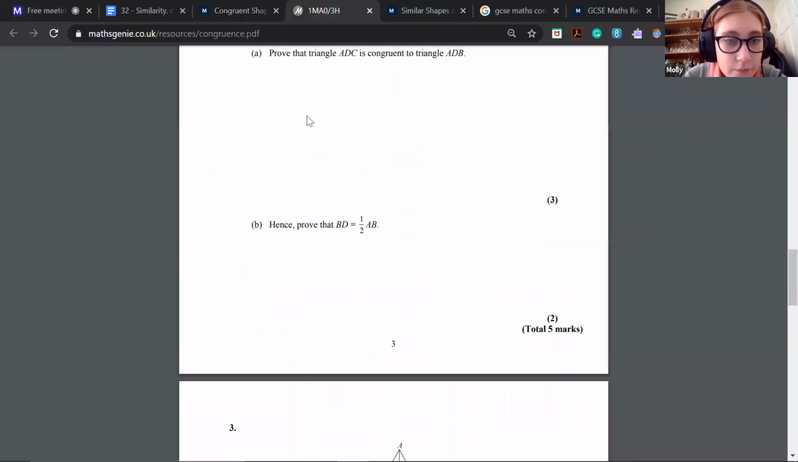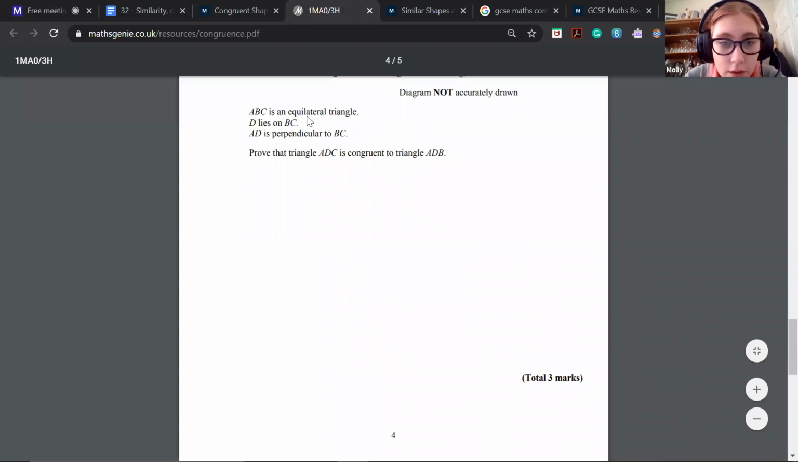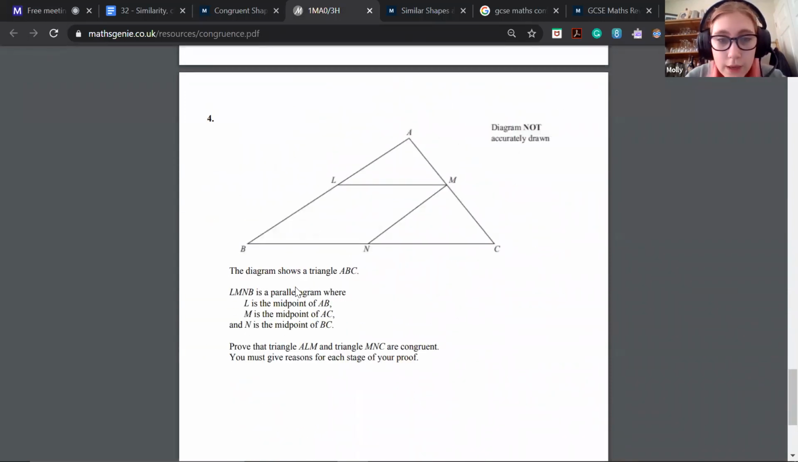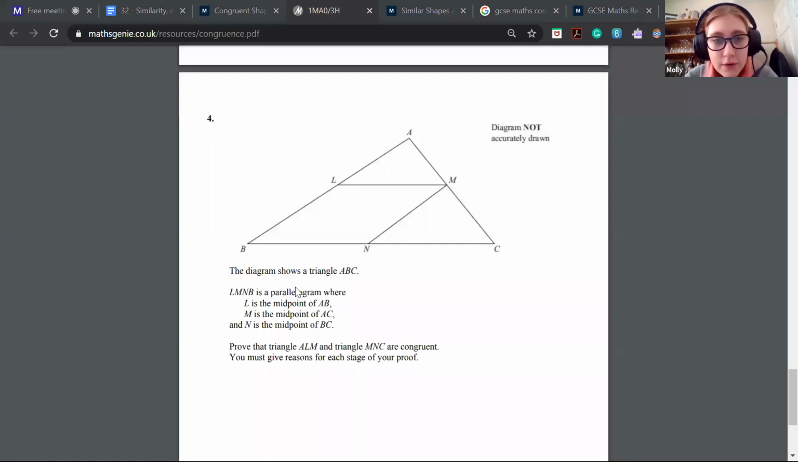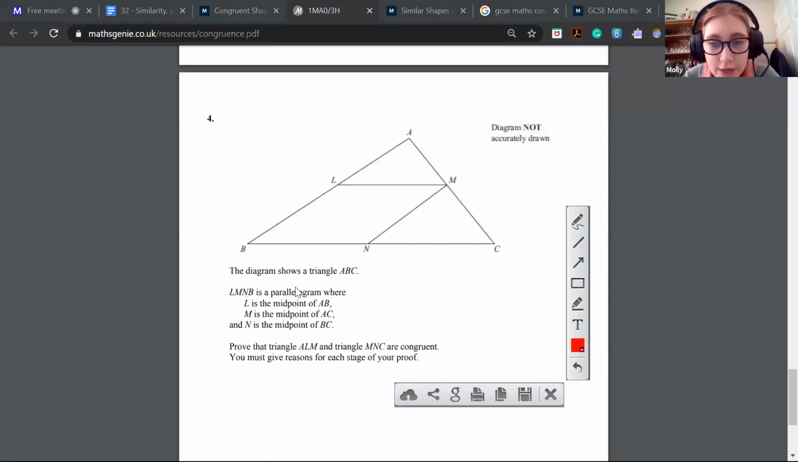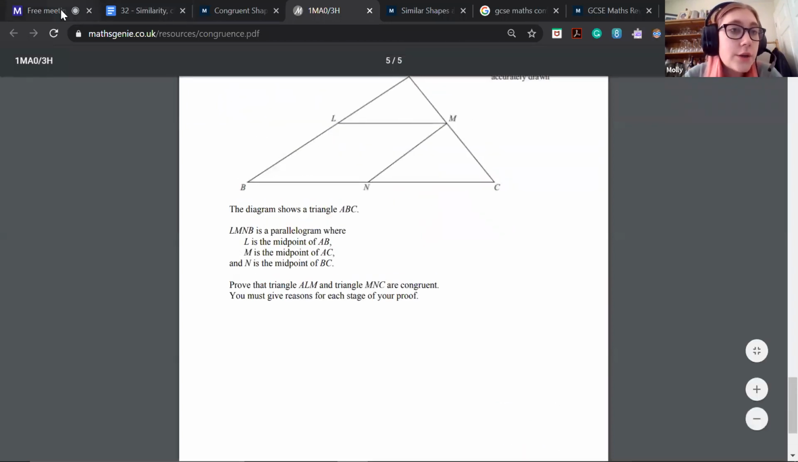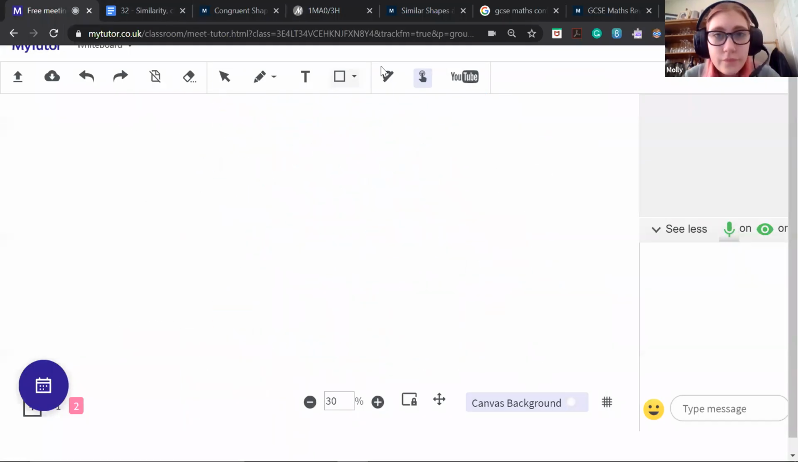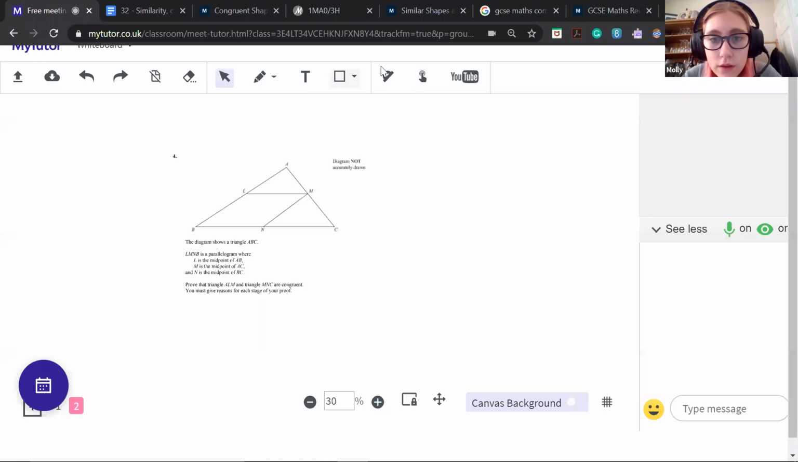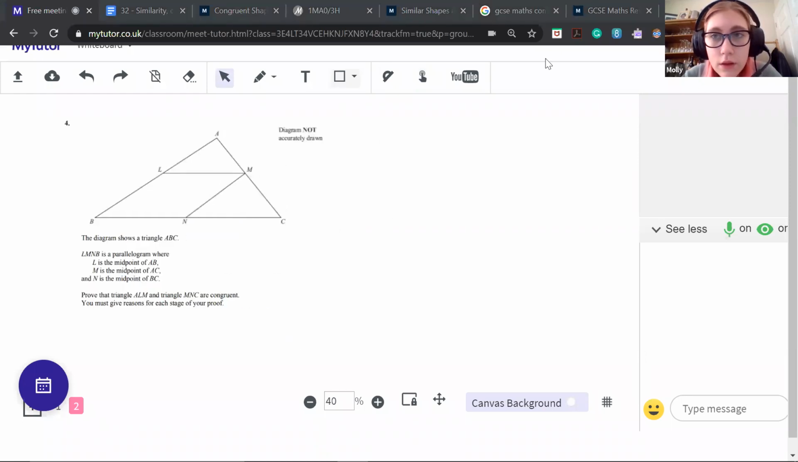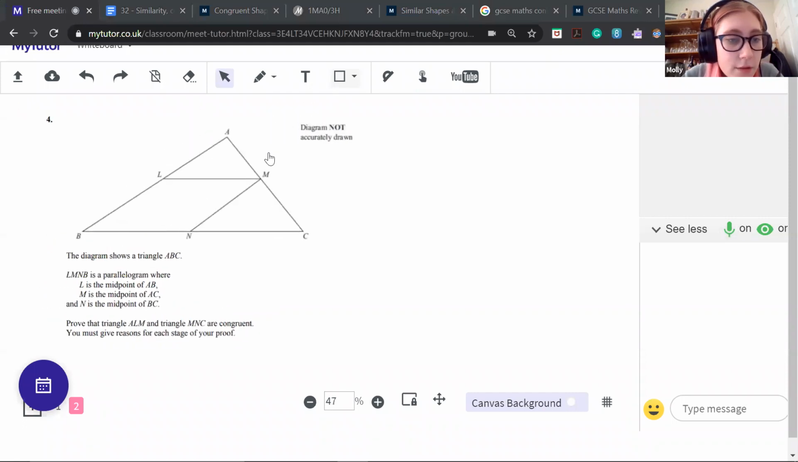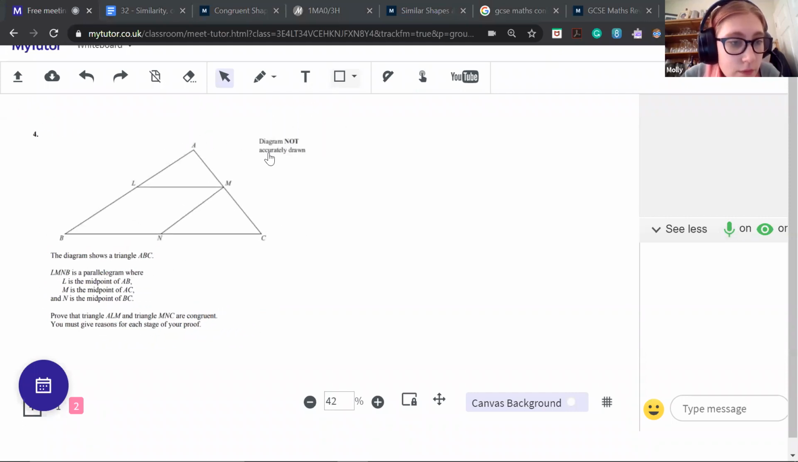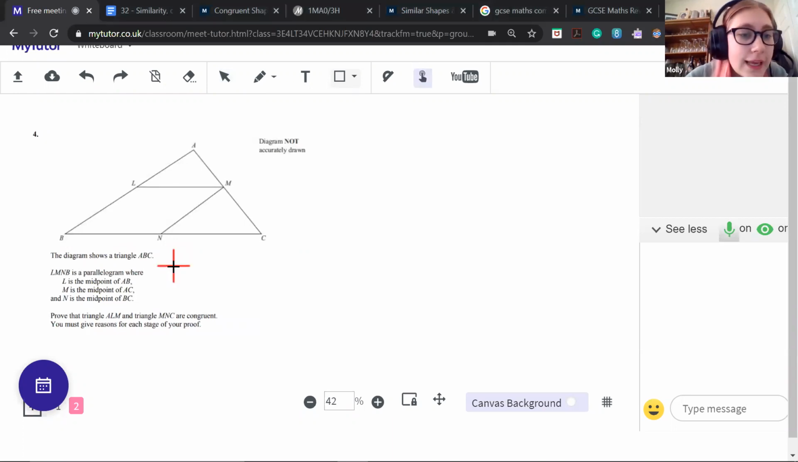So let's see if there's another. Oh, wow, this looks like a tricky one. This looks like one that initially looks tricky. Let's see. It's only a 3-mark question though, so I think it will be like an okay one. Sorry, just checking everything. Okay, so normally all of this stuff is kind of telling you stuff that looks obvious from the diagram.